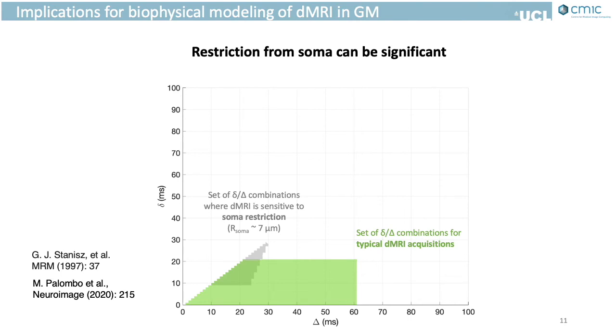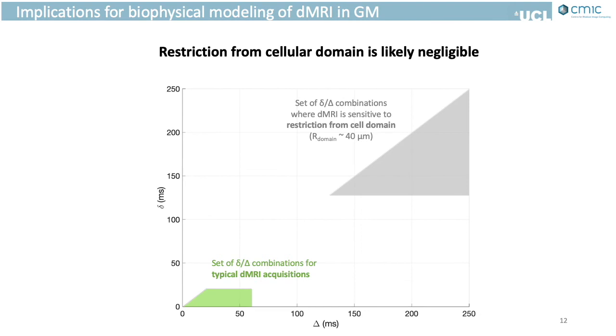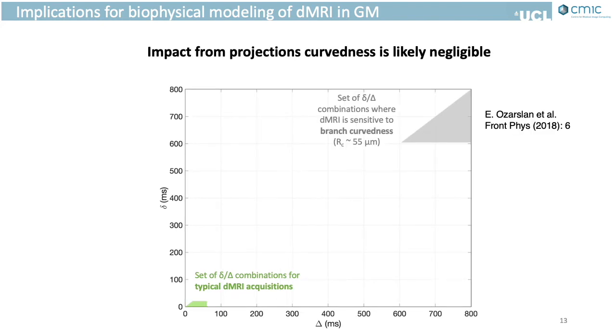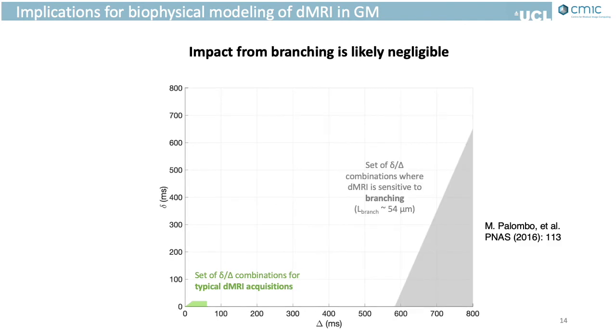This supports previous findings. In contrast, restriction from cellular domain is likely negligible, as shown by the gray and green areas that do not overlap in this case. Longer timings are required to gain sensitivity to this feature, but then exchange may become significant. Similarly, impact from projection curvedness is likely negligible, unless longer timings are used, according to a recent theoretical work, as well as the impact of branching, in line with previous findings.